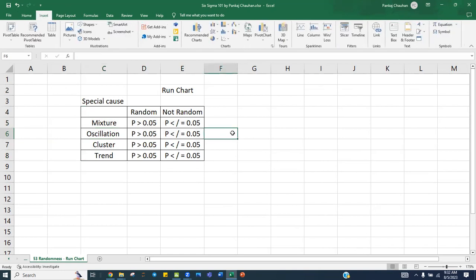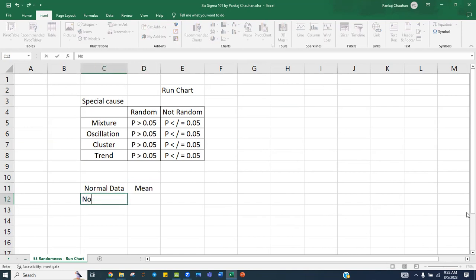Suppose last session we learned about the normality test. So in this case, first we check the normality of the data. If the normality test shows your data is normal, then we plot the subgroup around the mean. And if your data is not normal, then we plot the subgroup around the median. I will show you both in Minitab soon. So let's check what is the mixture.